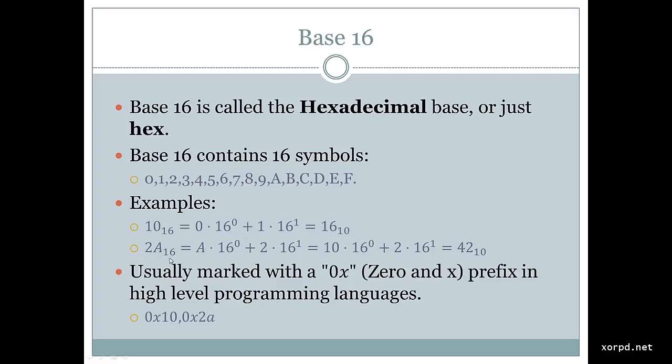This number is in base 16. It contains the letter A as one of its digits. So how are we going to calculate its total value? It goes like this: A times 16 to the 0 plus 2 times 16 to the first. Now you must be wondering, what is this A doing here? Well, this A has the same role as the number 10. We could replace it by 10, so that's what we're going to do. And we get 10 times 16 to the 0 and so on. And eventually we get 42.